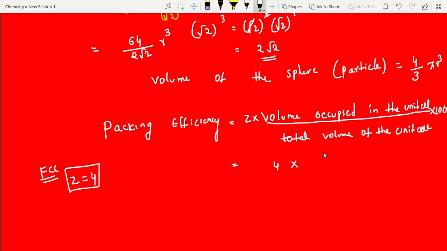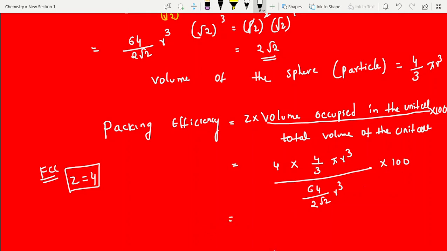How much, students? Just now we have calculated, no? 4/3 pi r cube, the volume of the sphere, right? You can substitute here. By total volume of the unit cell. Total volume of the unit cell, a cube, we have calculated, no? What is a cube simplification value? 64 by 2 root 2, into 100. Percentage we are showing, right, students?